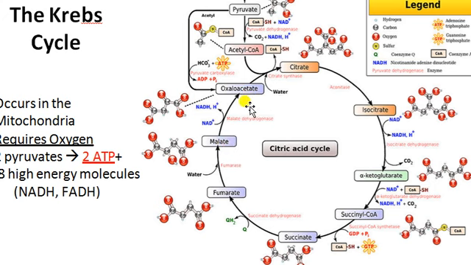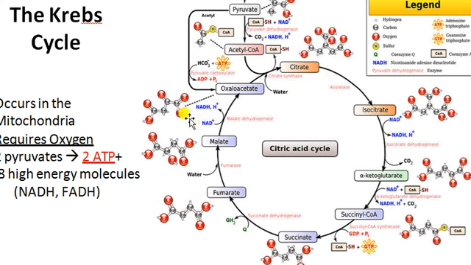Malate is converted into oxaloacetate in the presence of malate dehydrogenase. Here also there is the removal of a hydrogen molecule, so that's why NAD plus becomes NADH and H plus. If you observe, with the removal of one hydrogen molecule from the substrate, NAD plus is converted to NADH and H plus. Here also NAD plus.